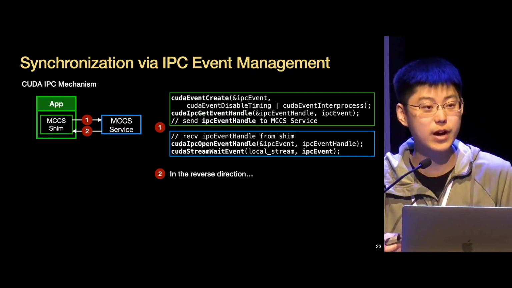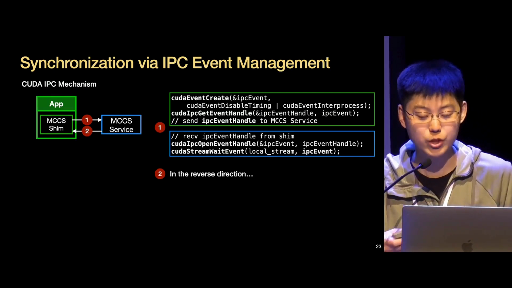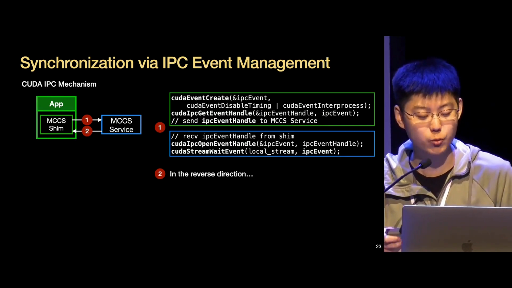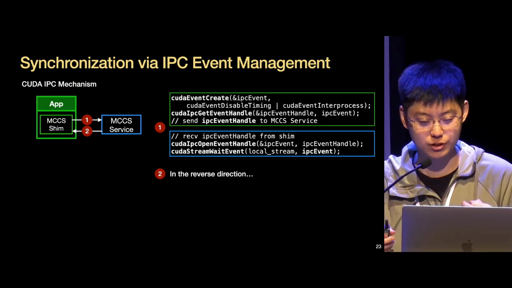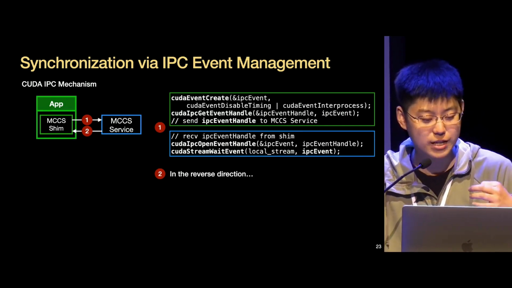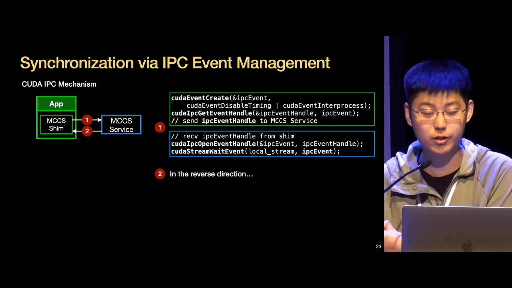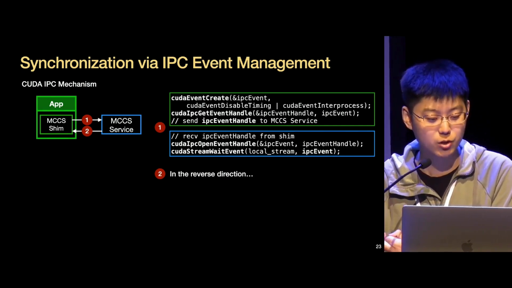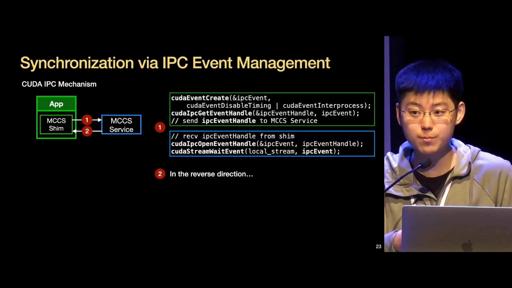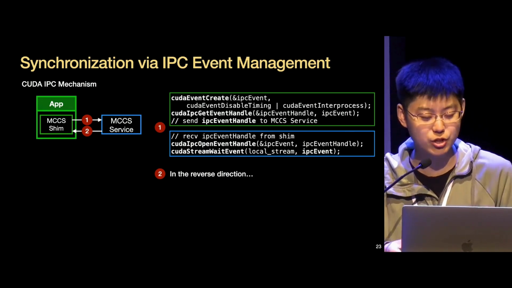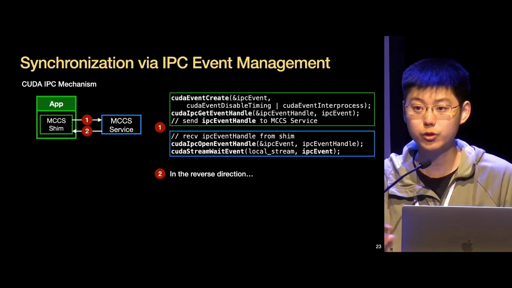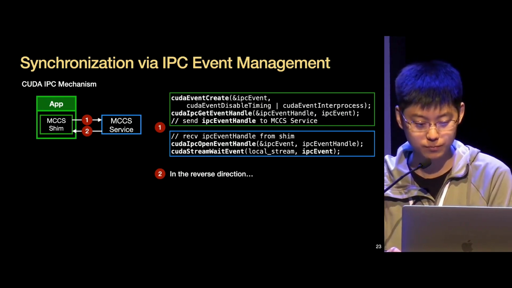Fortunately, CUDA provides a standard IPC mechanism which allows creating a CUDA event with inter-process capability. So we just allocate an inter-process CUDA event and pass it to another process. Then in the other process, we can call CUDA stream wait event to wait on that event. With such a mechanism, we can implement synchronization and enforce ordering between two individual CUDA streams.